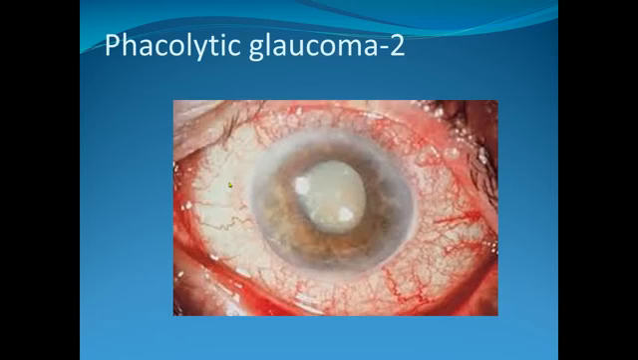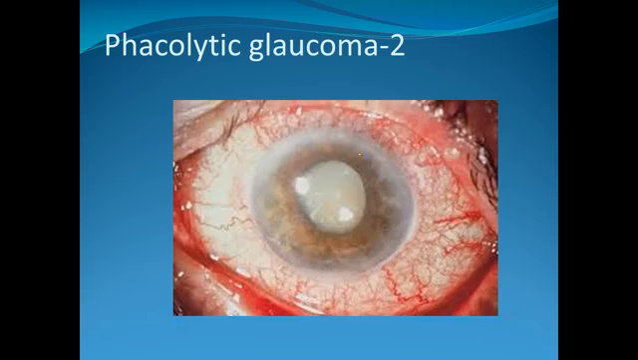This is a picture of phacolytic glaucoma. When does phacolytic glaucoma develop? In patients with mature cataract, if not treated, they develop phacolytic glaucoma. Here the cornea is edematous, the lens is mature, and the pupil is dilated. It is a painful condition and needs urgent surgery.